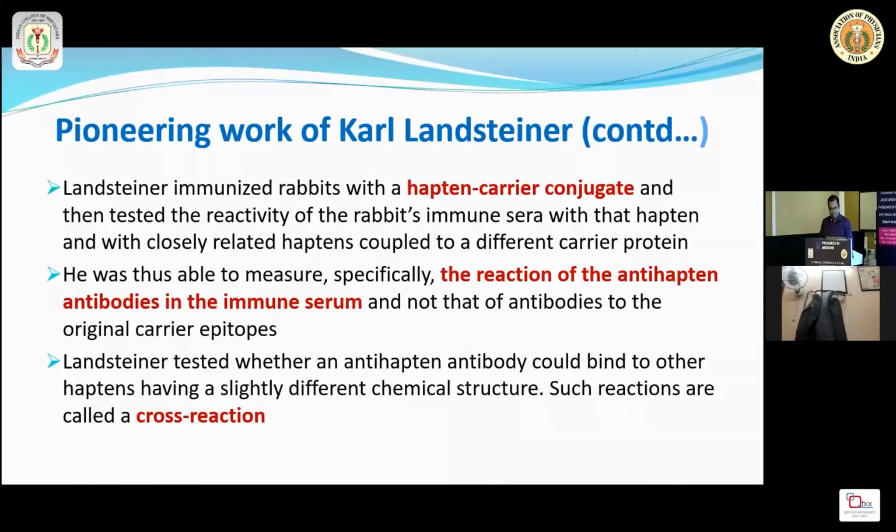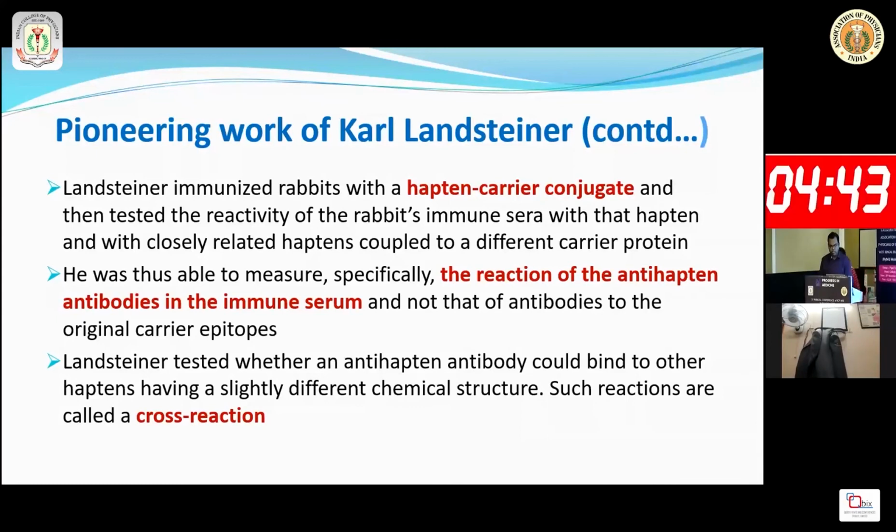Landsteiner immunized rabbits with a hapten carrier conjugate and then tested the reactivity of the rabbit's immune sera with that hapten and with closely related haptens coupled to a different carrier protein. He was thus able to measure specifically the reaction of the anti-hapten antibodies in the immune serum and not that of antibodies to the original carrier epitopes. Landsteiner tested whether an anti-hapten antibody could bind to other haptens having a slightly different chemical structure. Such reactions are called a cross reaction.